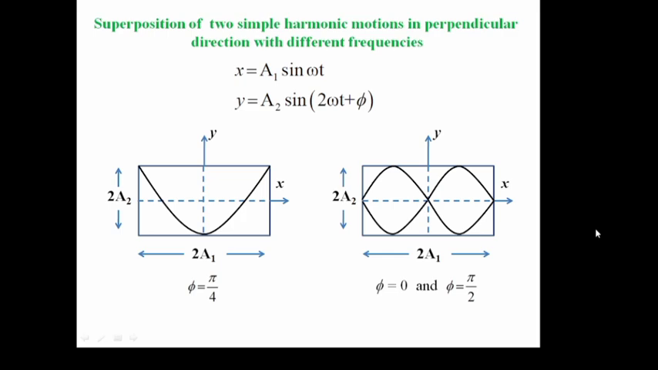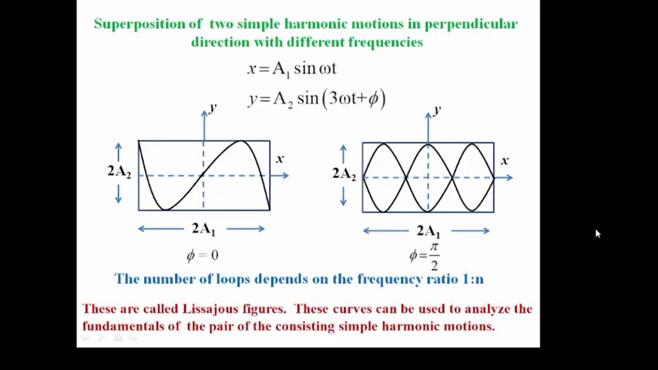Now if the frequencies are not the same, here in this case you can see x equal to a1 sin omega t and y equal to a2 sin 2 omega t. You can see how it is varying, and if it is 1:3, then how it is varying. Initially we saw there were 2 loops, now there are 3 loops. So basically the number of loops depends on the frequency ratio 1 to n. If we change the frequency, by finding out the number of loops, we can tell what the frequency difference between the two waves is.